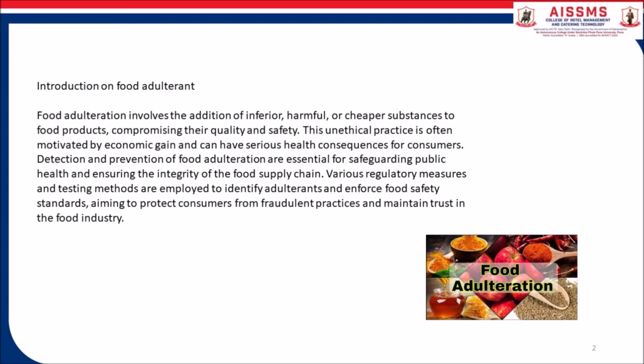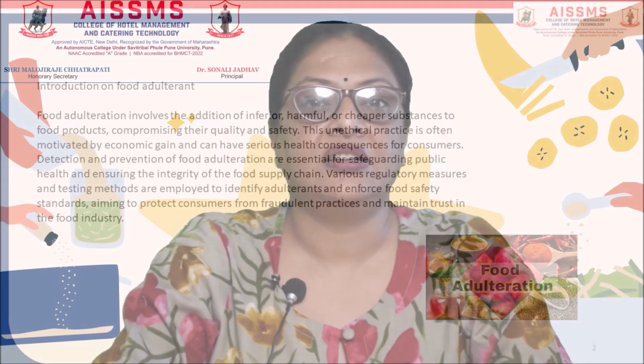Understanding the types, sources and detection methods of food adulteration is essential for devising effective strategies to combat this perceived issue. By identifying adulterants and implementing stringent quality measures, stakeholders can safeguard the integrity of the food supply chain and protect public health. Before going further, let us understand the learning objectives of this.